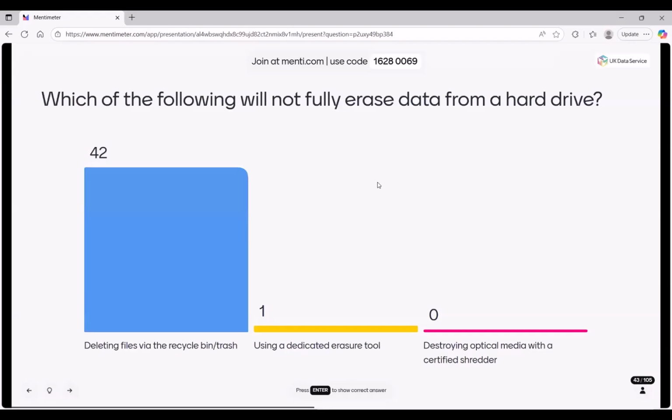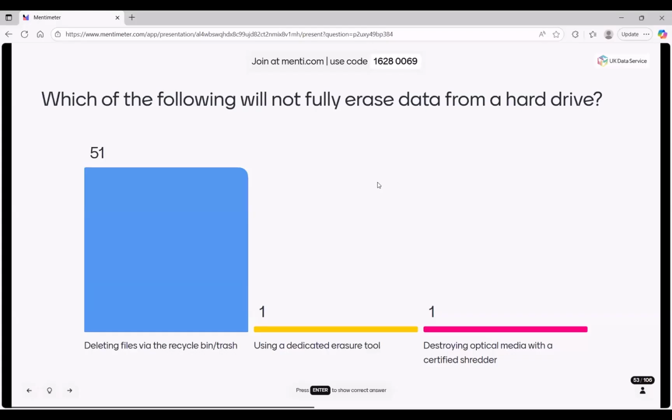Technically, I don't have any IT knowledge myself, but I think most of you have answered deleting files via the recycle bin trash. So the majority of you have said that if we delete files via the recycle bin, yes, I think that's right. Because when you delete files and empty the recycle bin, the operating system just removes the pointers to the files. The actual data still remains on the disk until it is overwritten by new data. So with recovery tools, those deleted files can often be restored.